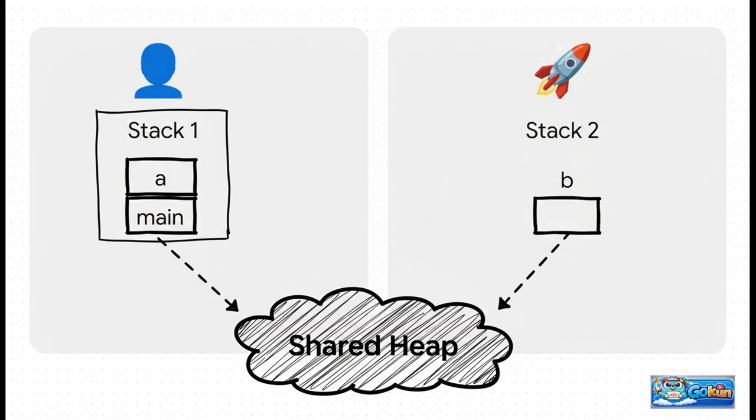But notice that shared cloud at the bottom, the heap. They both have access to that single shared space. And that is the bridge between them. It's how goroutines communicate and share data, by passing around pointers to things that live in that common area.